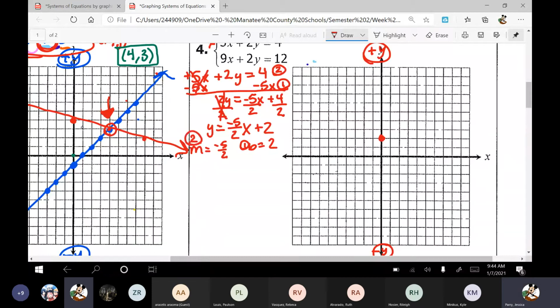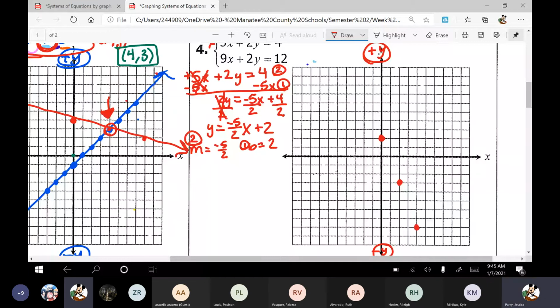And then I can use my slope m. From that dot, we're going to go down 5, 1, 2, 3, 4, 5, and to the right 2, 1, 2. So here's my next dot. From that first dot, I went down 5 to the right 2. Now for my second one, I'm going to do it again. Down 5, 1, 2, 3, 4, 5, to the right, 1, 2.